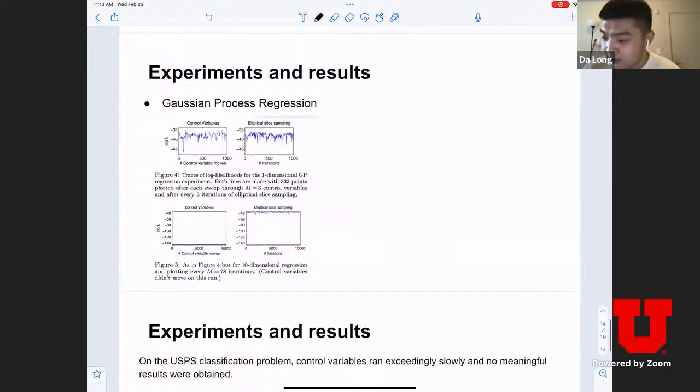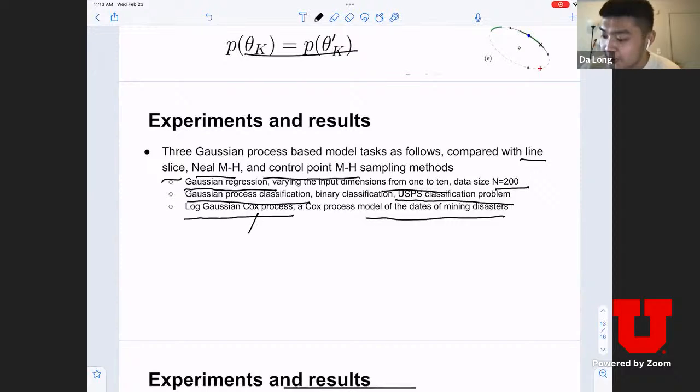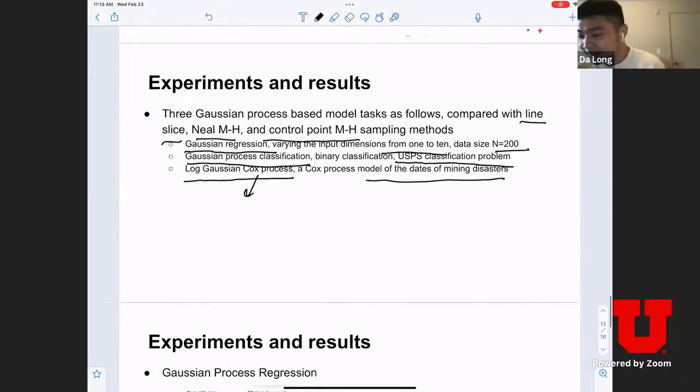So this is the Cox process, the log of Poisson? I forgot it. I think the paper mentioned the Poisson, but I don't know what the Gaussian process is, so I didn't go through the detail.